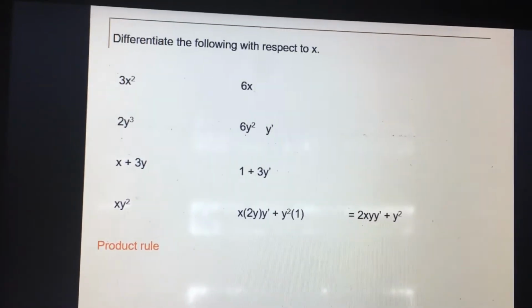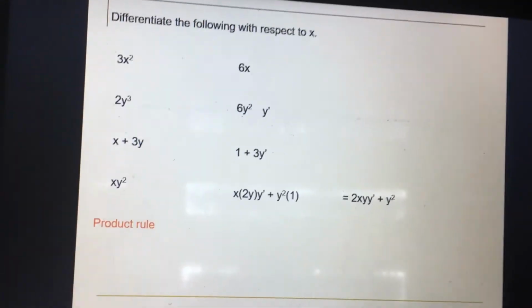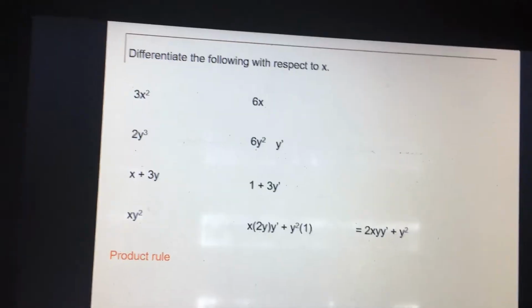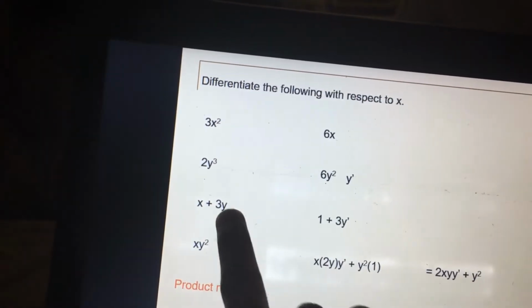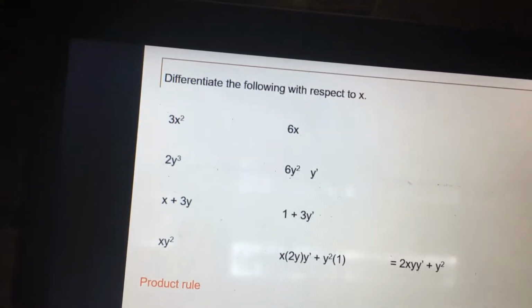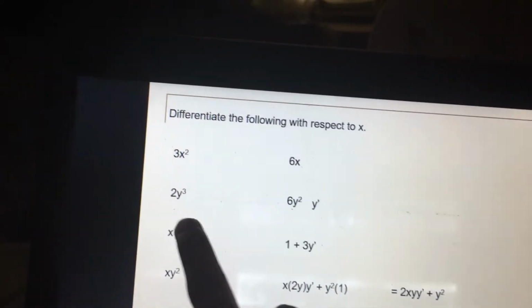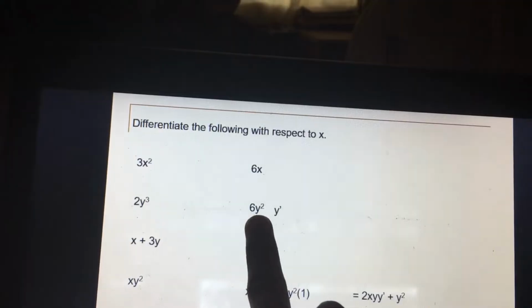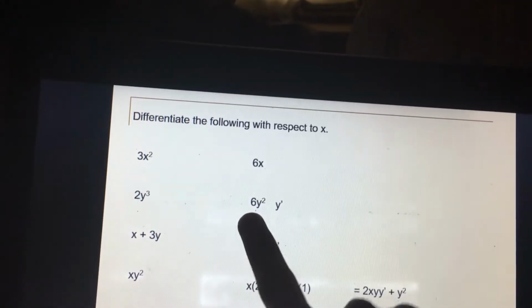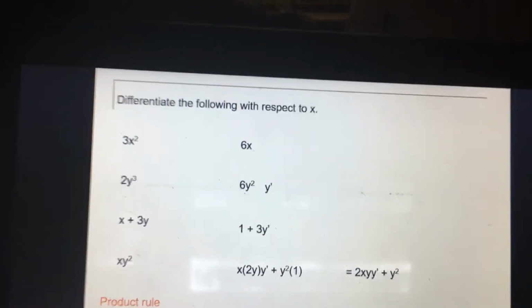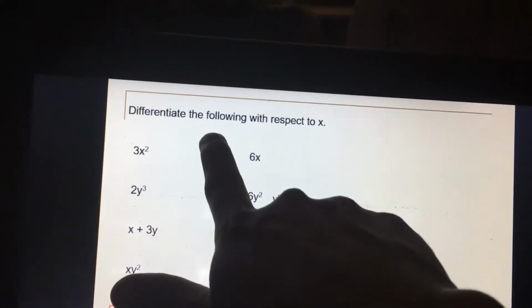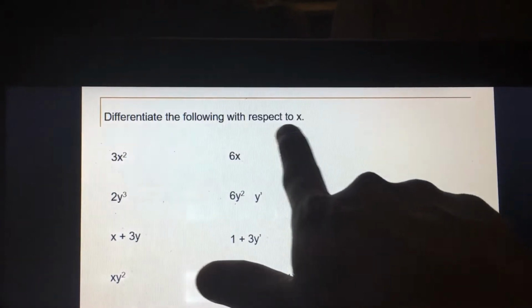Bakit may y prime? Remember, if you're going to get the derivative of y, you need to put y prime after. Just like this one. The derivative of 3y is 3. And of course, since it is y, you need to put y prime after. Just like this one, the derivative of 2y cubed, this is 6y squared. Okay? Since this is y, you need to put y prime after. So, ganun man. Kasi, the instruction, differentiate the following with respect to x.